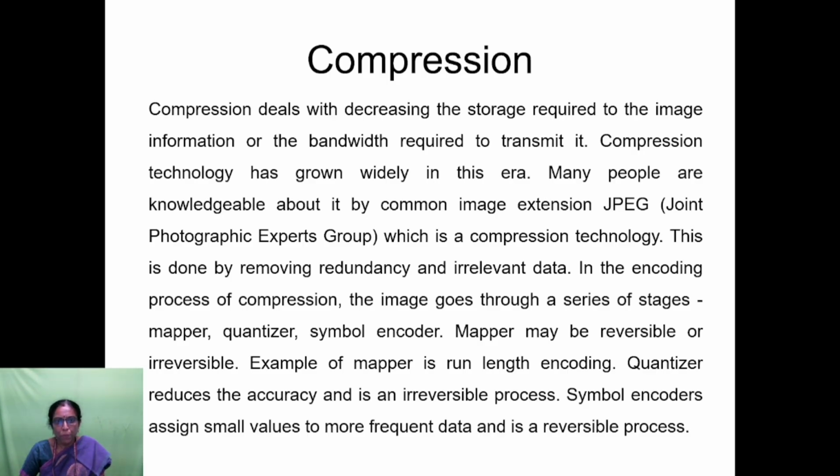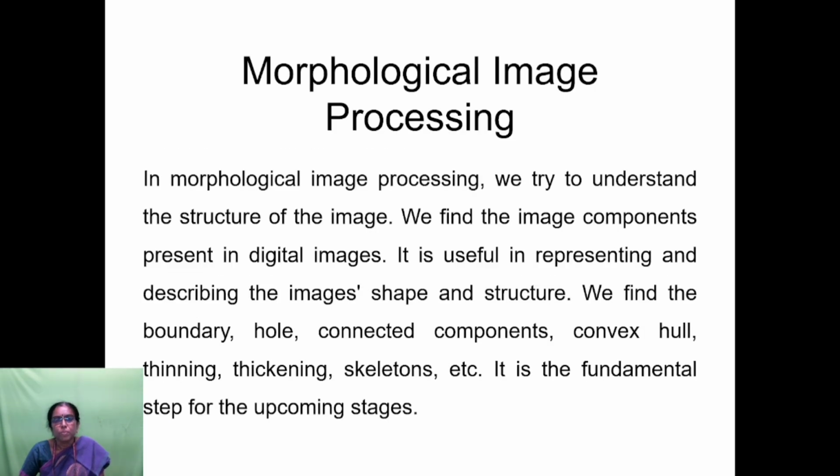In the encoding process of compression, the image goes through a series of stages: mapper, quantizer, and symbol encoder. The mapper may be reversible or irreversible. An example of a mapper is run length encoding. The quantizer reduces the accuracy and is an irreversible process. Symbol encoders assign small values to more frequent data and is a reversible process.